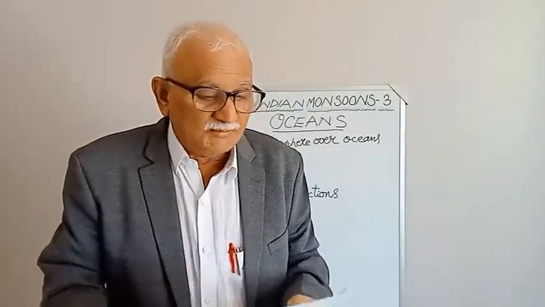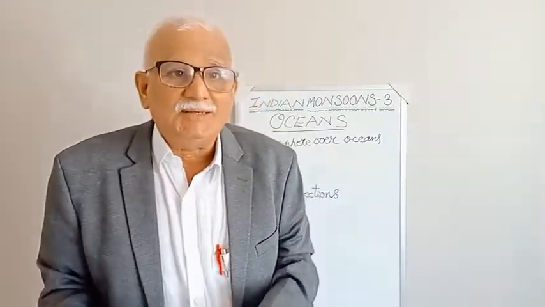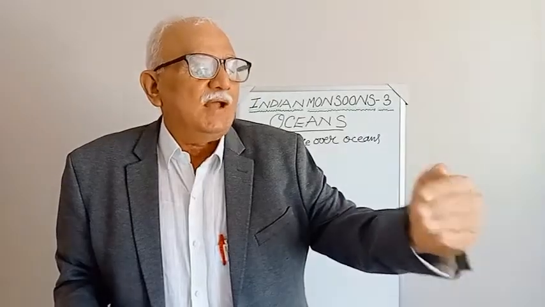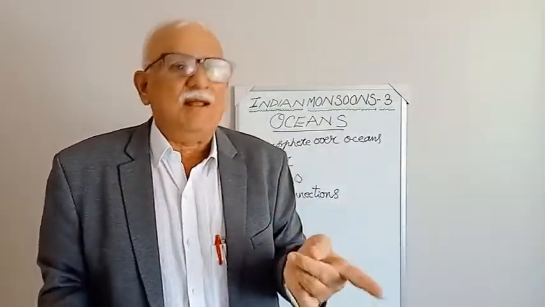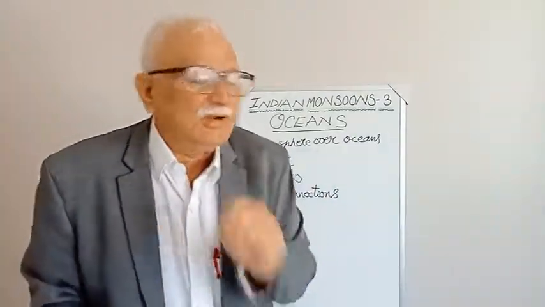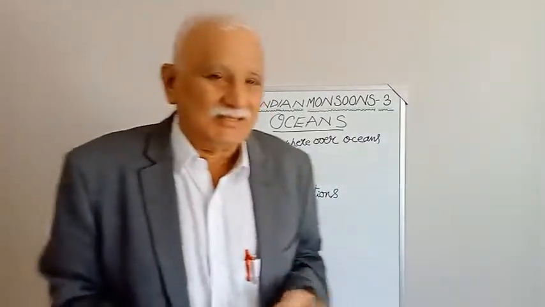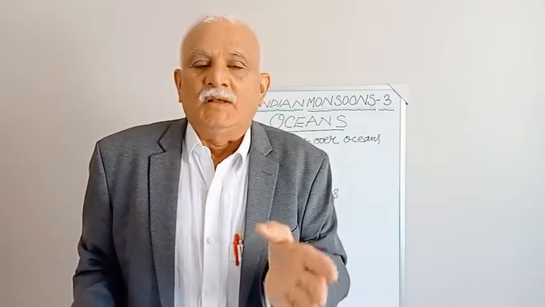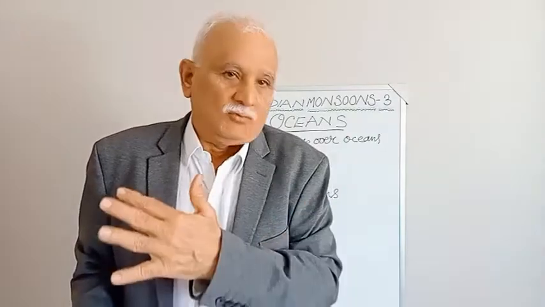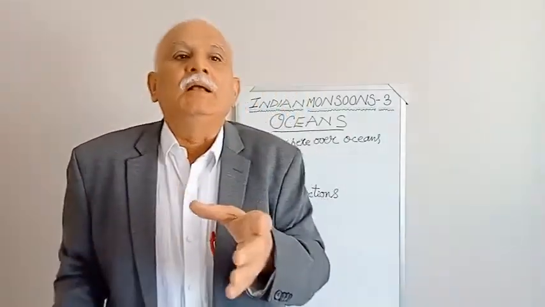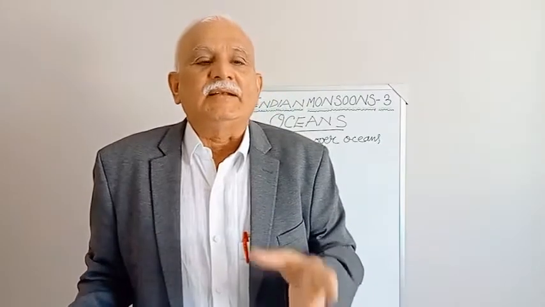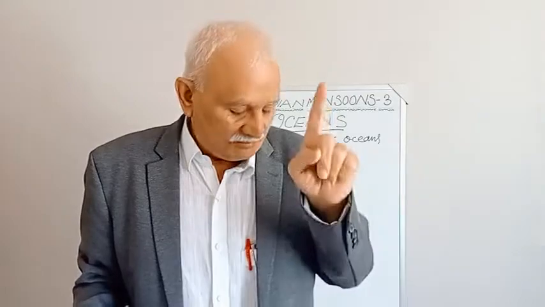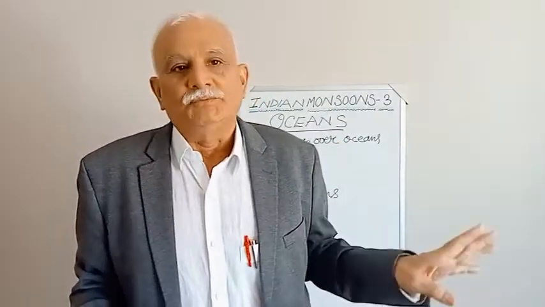Another important thing I would like to share with you: after 2 minutes I will discuss what happens when the ITCZ goes north and when it goes south. Before that we should understand what is ENSO, El Nino and Southern Oscillation. When the central and eastern parts of the Pacific Ocean get heated up, warmed, we get El Nino. During the El Nino year, we get droughts.